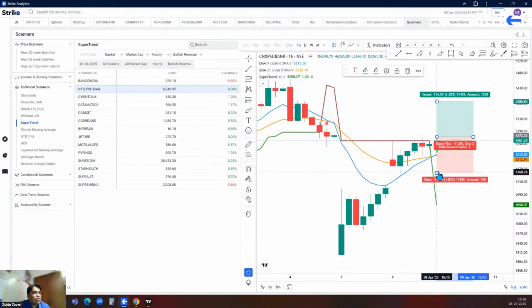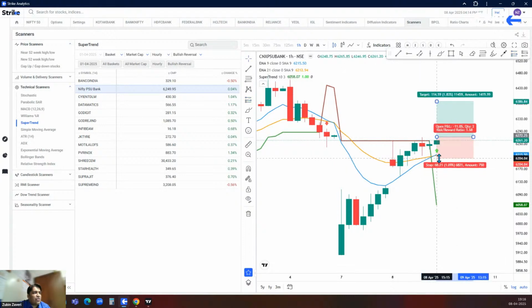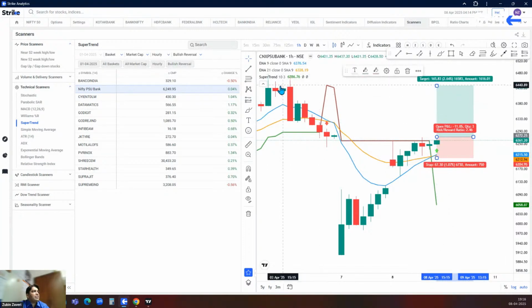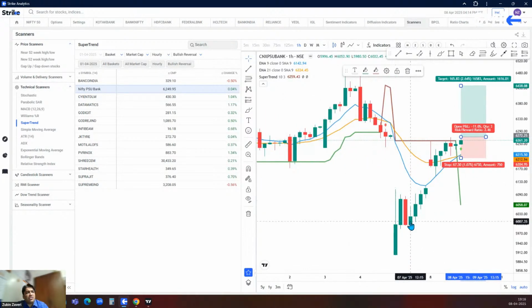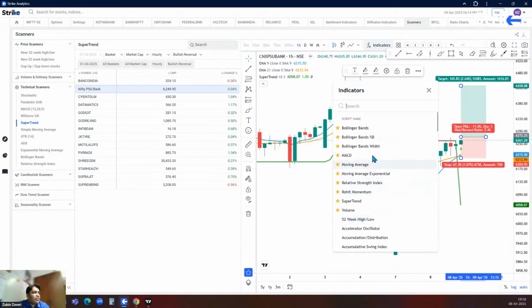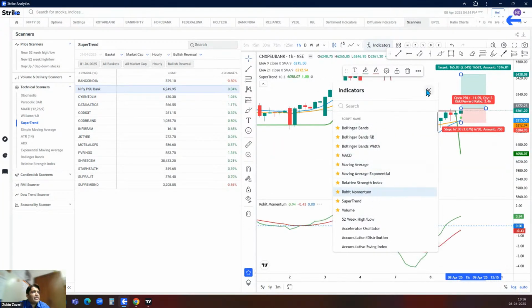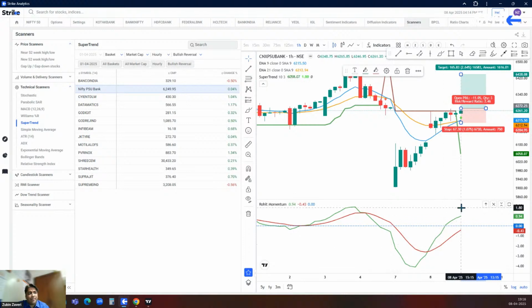So small stop loss, 1:2 risk-reward. Yeah, here you can have the previous high as your target. So this is how you can use this particular system over here. And is Rohit Momentum also giving you a buy signal on the hourly chart? Yeah, yes, it is in a buy mode. So this way, you can scan stocks like this.